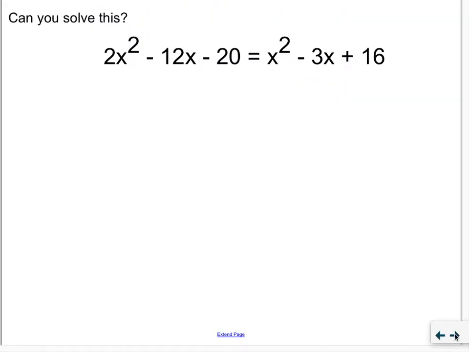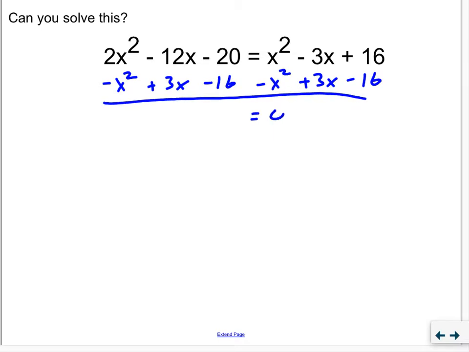Well, today we're doing a couple more complicated questions with factoring. So remembering some of our things we learned yesterday about the zero property of multiplication, where we set these quadratic equations equal to 0 and then factor them. So let's try that. Let's subtract x squared from both sides. Add 3x, subtract 16. Add 3x, subtract 16. Again, we're just going to set it equal to 0 and solve.